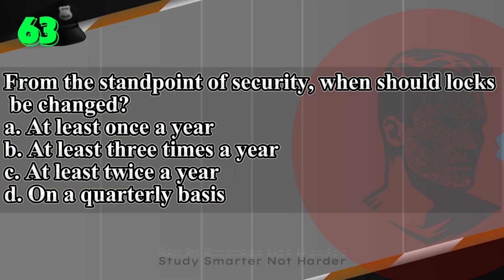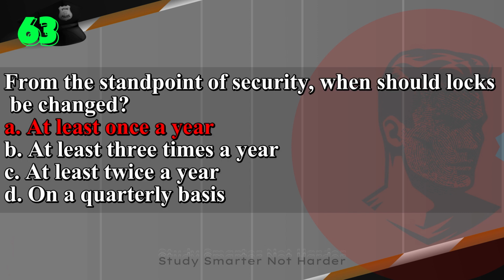63. From the standpoint of security, when should locks be changed? A. At least once a year. B. At least 3 times a year. C. At least twice a year. D. On a quarterly basis. A. At least once a year.